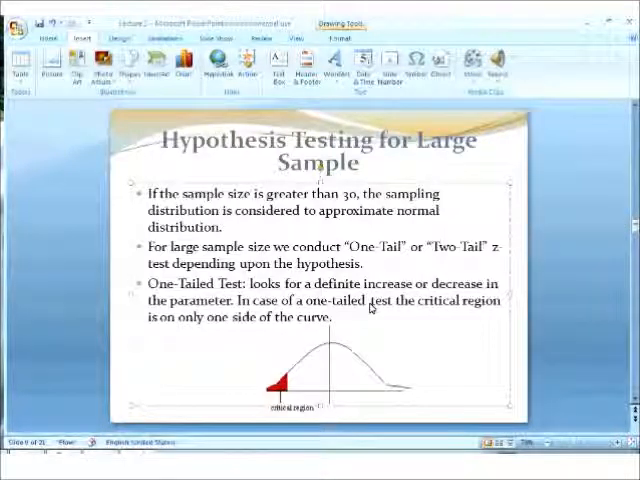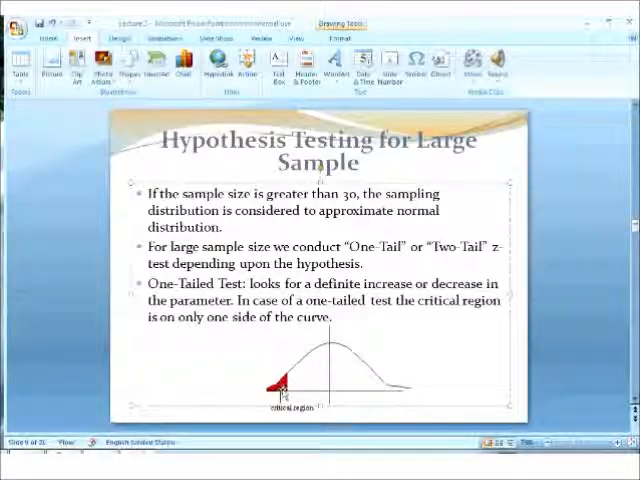So you are against your null hypothesis, your alternative hypothesis is in a definitive decreasing order. Then we conduct a one-tail test. Or if your null hypothesis is that the average grade of the environmental engineering class is 75, and your alternative hypothesis is that the average grade of the students in the environmental engineering class is greater than 75, then you are doing a definite increase. In such a case, we conduct a one-tail z-test.